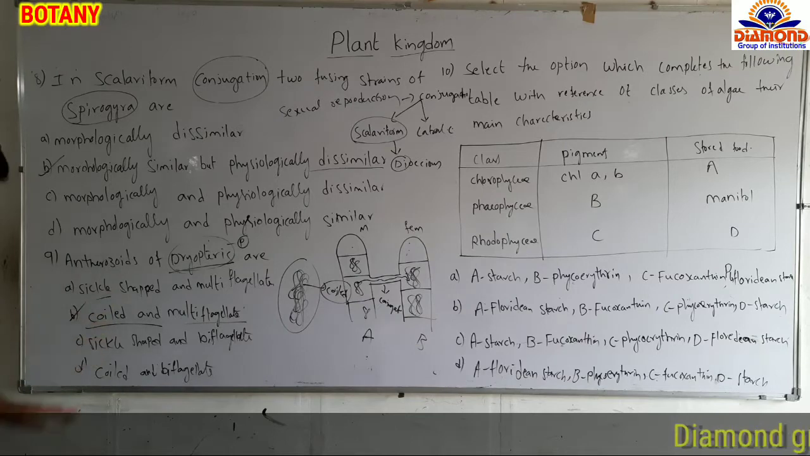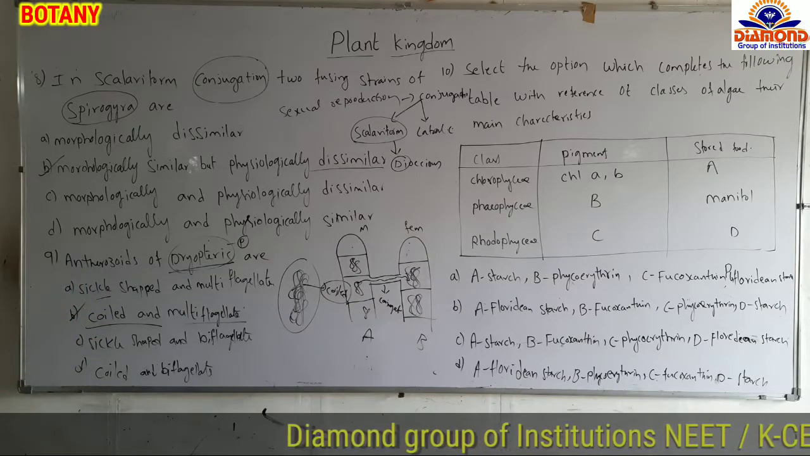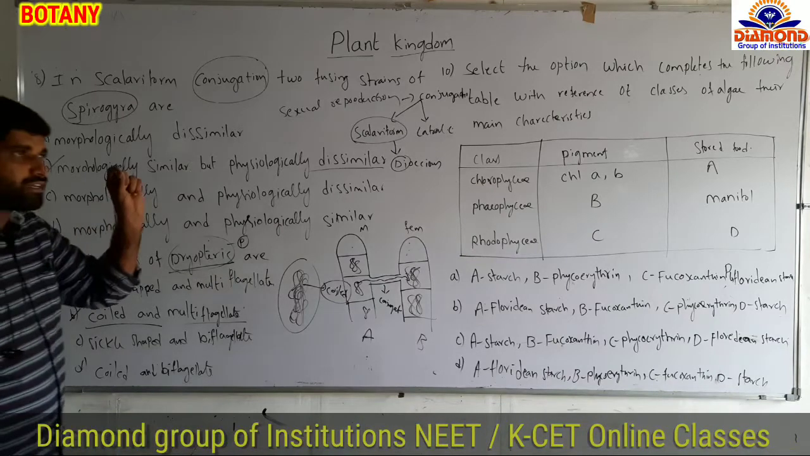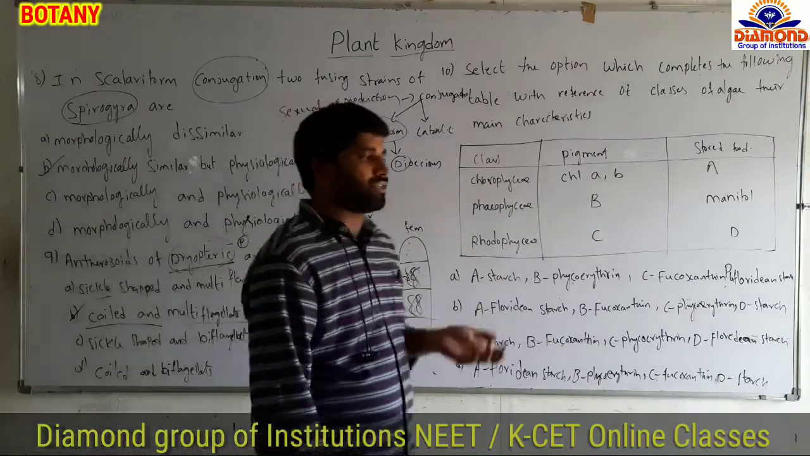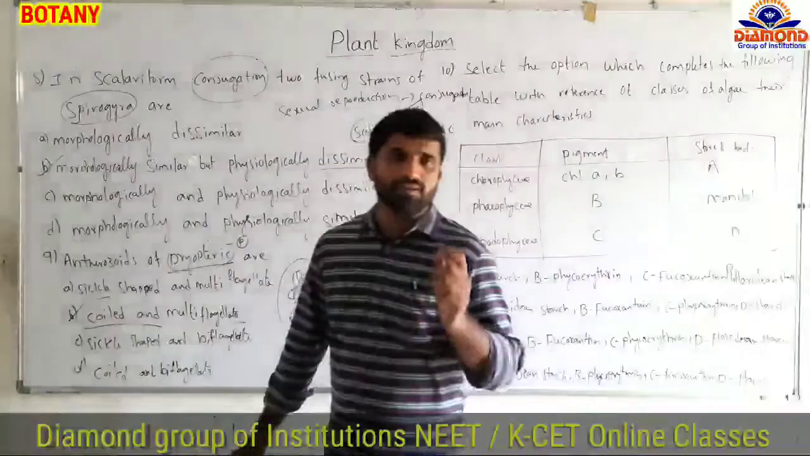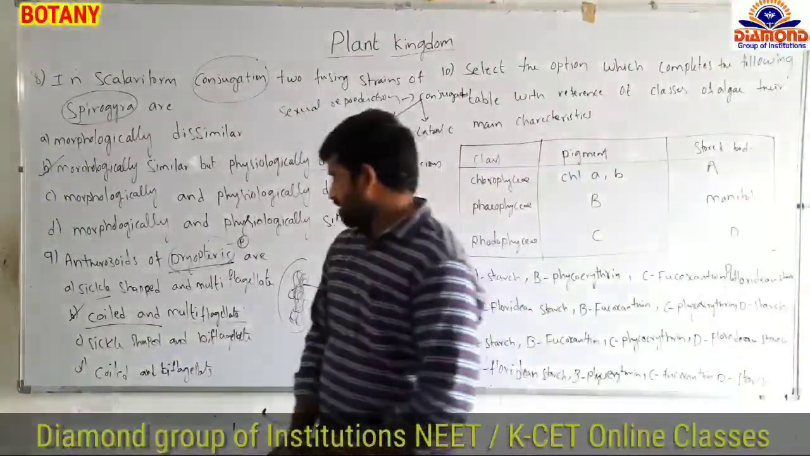Why not sickle shaped, biflagellated, or multiflagellated? Sickle shaped refers to a small notch-like structure, which is not the case here. And they belong to the multiflagellated type only, not biflagellated.